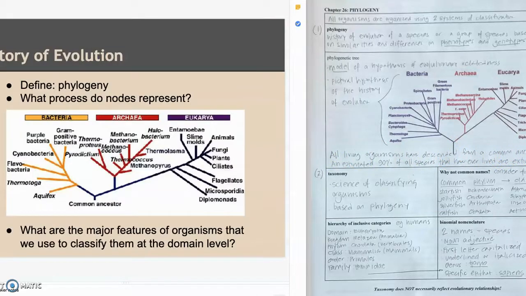Now, if we look a little bit more at this same picture, drawn slightly differently, but it's the same thing. Here's our last universal common ancestor down here. It's naming again the three domains. So thinking about just where we've been in our unit, let's think about this for a second. What process do you think each of the nodes represents? Let me show you where a node is. A node is just each place where a branch comes off.